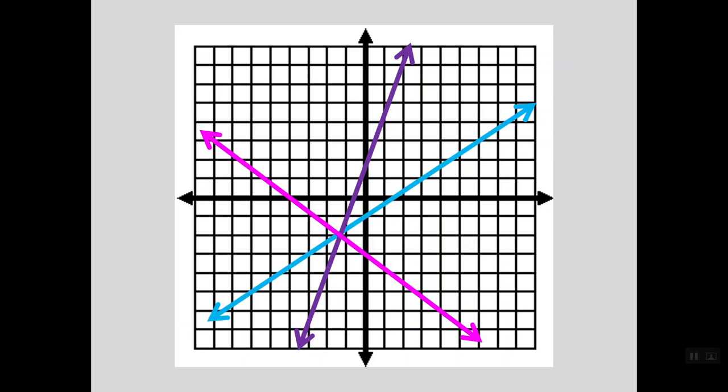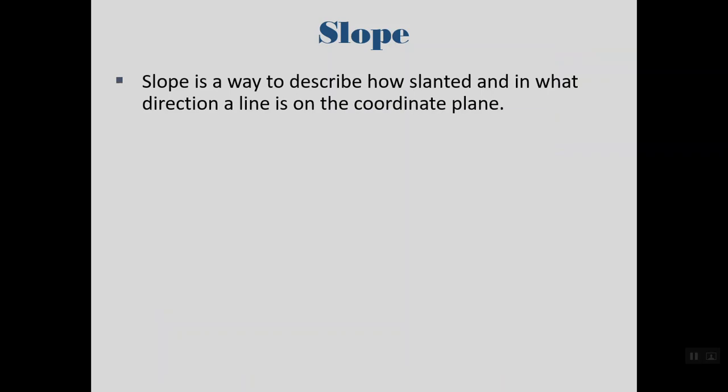They're not very precise as a way to describe the slantedness and the direction of a line on the coordinate plane. So we need to find a way to be precise and describe exactly what we mean to others. And so mathematicians have invented something called slope to do just that. So the slope is a way to describe how slanted and in what direction a line is on the coordinate plane.